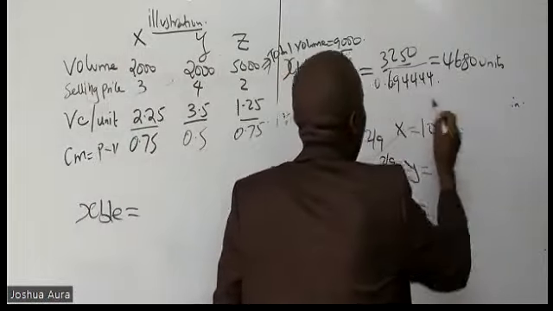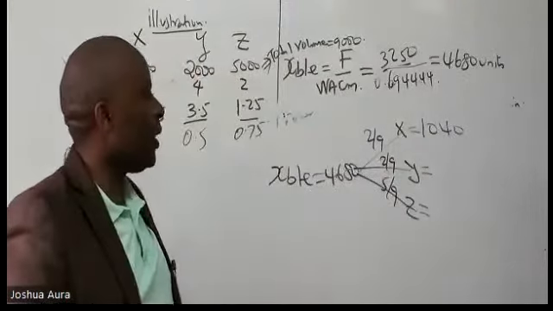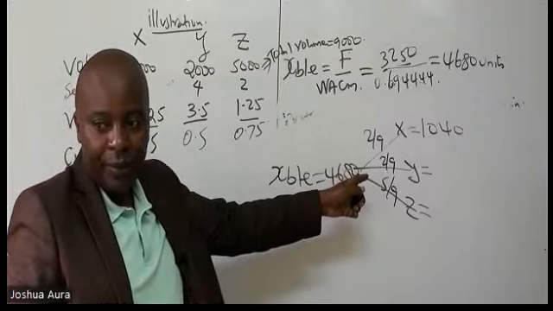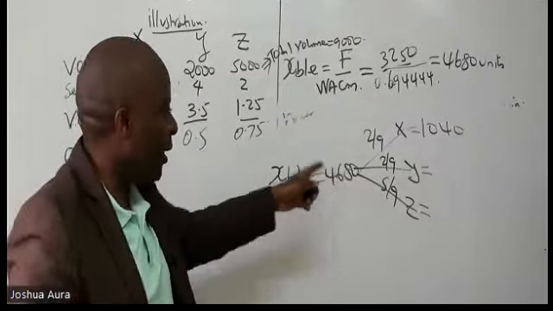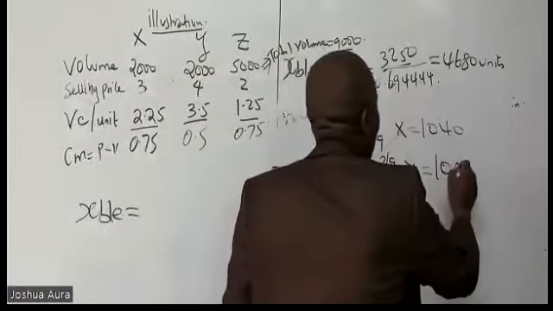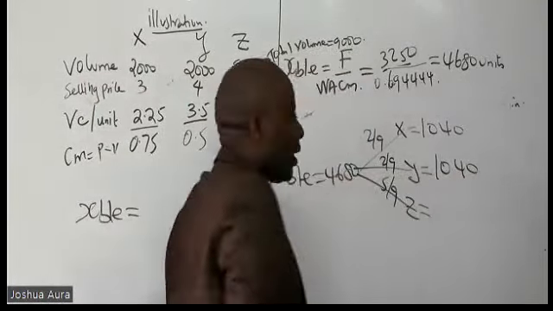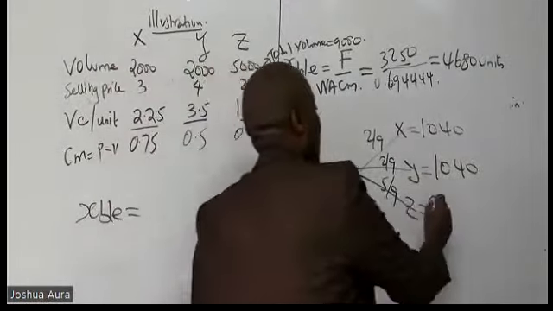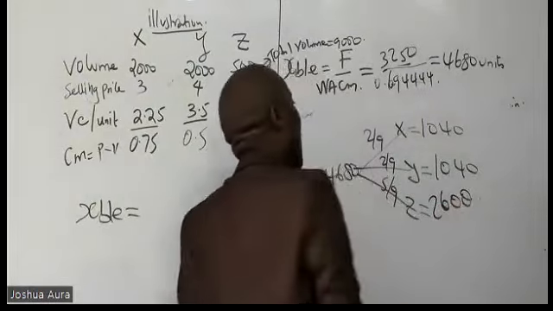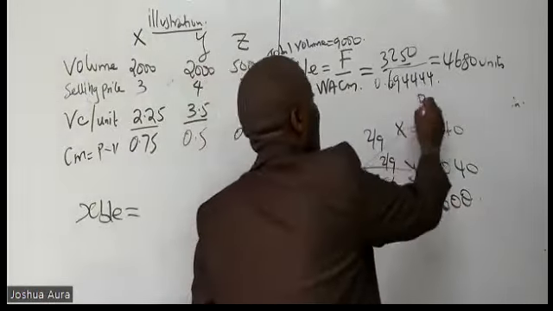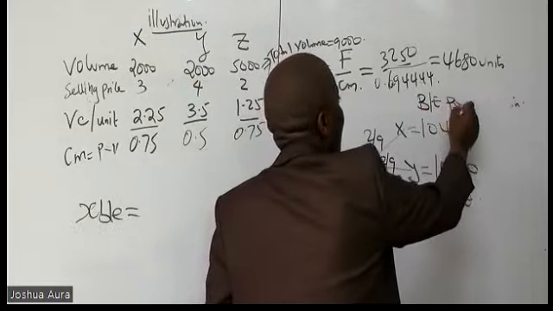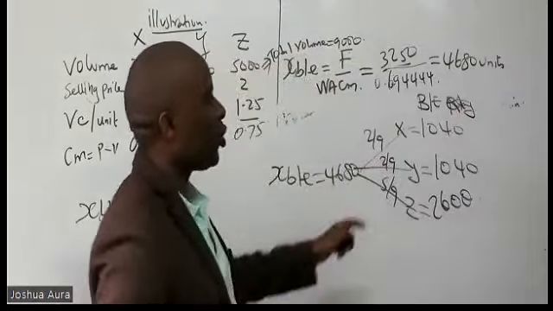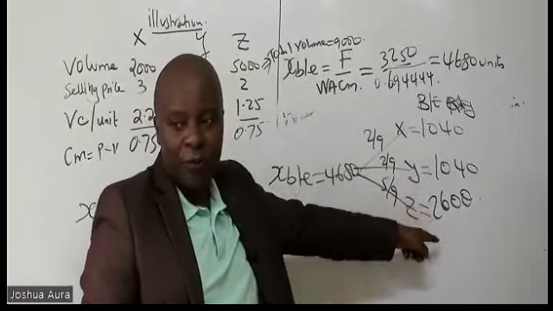Go to the second figure, 4680 times 2/9. The second figure is 1040 again, right? Yes, because the proportions are the same. And then lastly, Z will end up giving me 2600. So these are the break-even quantities. If you want us to earn zero profits from each of the products here, ensure that we are able to produce these figures.